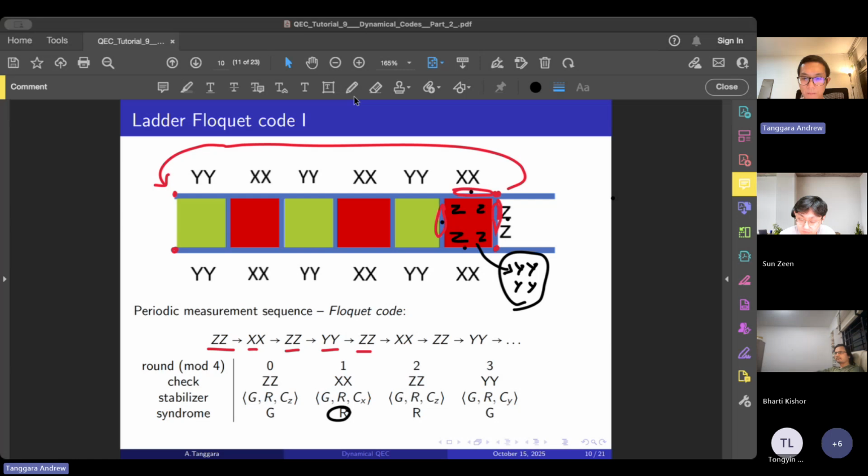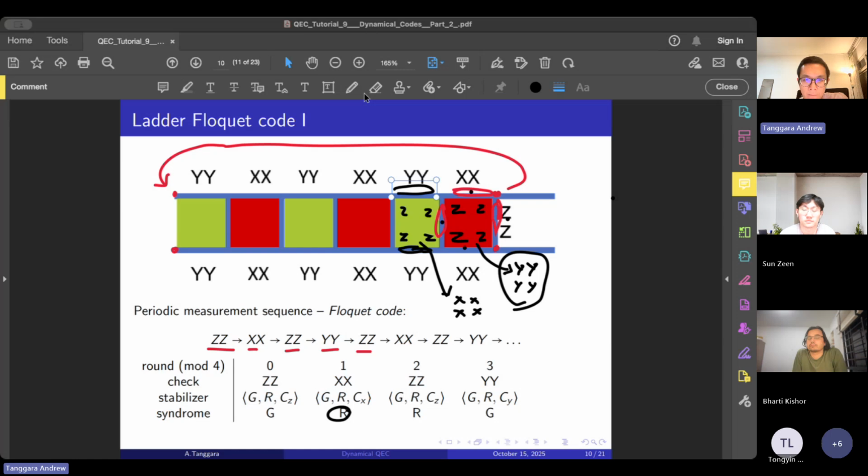Now after that I measured YYs, which are gonna be these guys. And now I'm gonna get this ZZ again. But actually the stabilizer on these green plaquettes are gonna be the product between the ZZ and YY, so it's gonna be an XXXX stabilizer. Okay, then I'm just gonna keep doing that, right? So that's basically how this works.